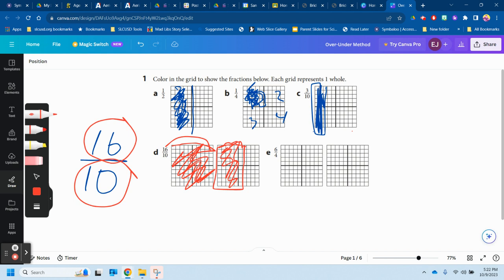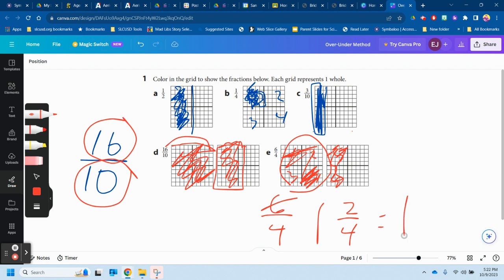Here's fourths. Here is 1/4, 2/4, 3/4, 4/4, which is 1, 5/4, 6/4. So with 6/4, I could take 4 of those fourths and say that's 1. And I have 2/4 left over. 2/4 is the same as half, and we'll get more into simplifying later, so it's the same as 1 and 1/2.